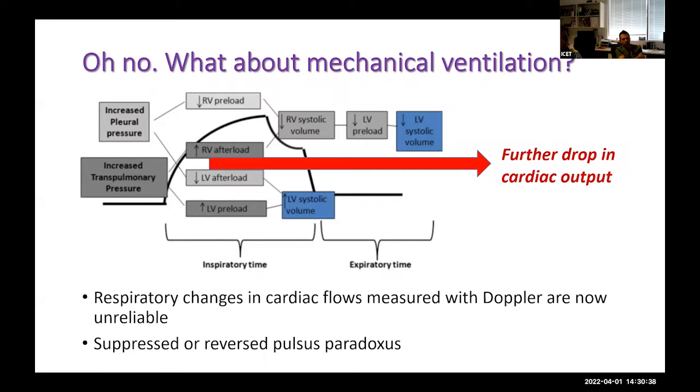However, it does mean that all the Doppler measurements you have taken are now unreliable in terms of the diagnosis of tamponade. You may even have a suppressed or reversed pulsus paradoxus.